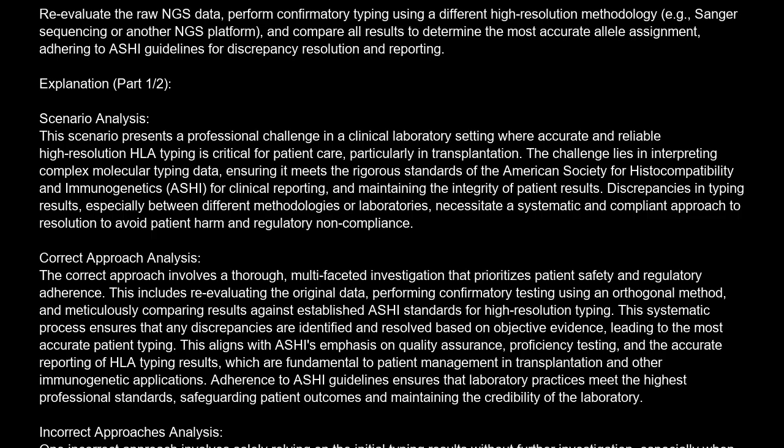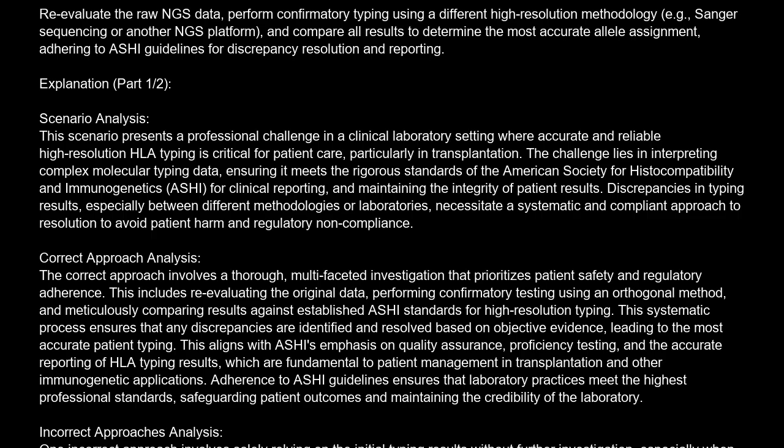Discrepancies in typing results, especially between different methodologies or laboratories, necessitate a systematic and compliant approach to resolution to avoid patient harm and regulatory noncompliance. Correct approach analysis. The correct approach involves a thorough, multifaceted investigation that prioritizes patient safety and regulatory adherence. This includes re-evaluating the original data, performing confirmatory testing using an orthogonal method, and meticulously comparing results against established ASHI standards for high-resolution typing. This systematic process ensures that any discrepancies are identified and resolved based on objective evidence, leading to the most accurate patient typing.